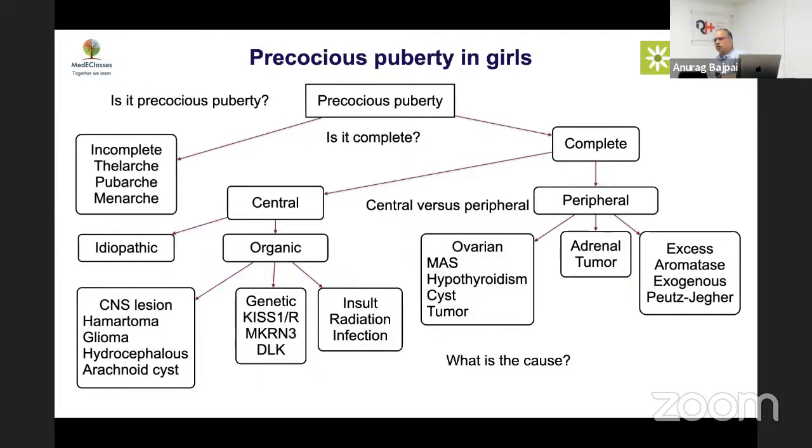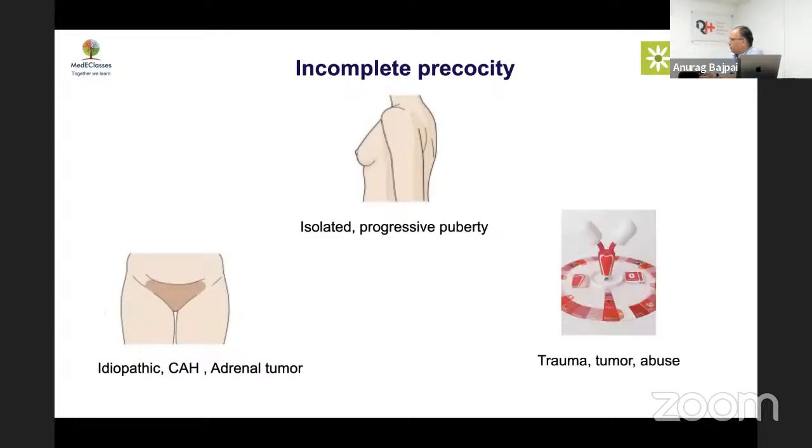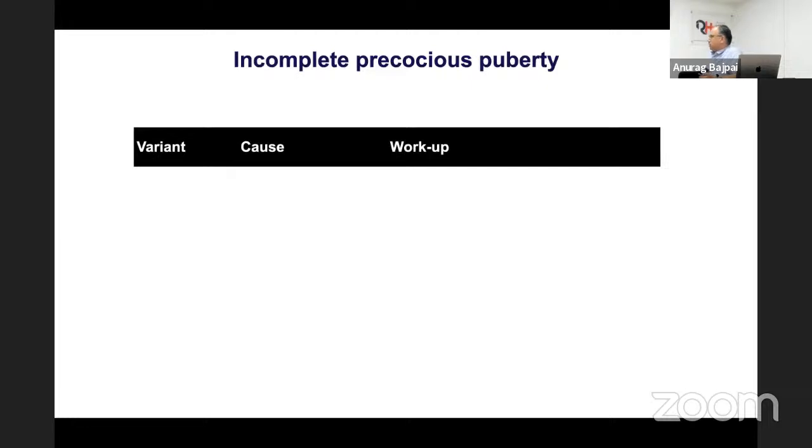Once you know this is precocious puberty, you want to know whether it's complete or partial. If you have just the breast development, this may be the first sign of progressive puberty. However, if you only have pubic hair development, you have to think about congenital adrenal hyperplasia or adrenal tumor. If you have isolated vaginal bleeding, this is not an endocrine cause. We're talking about trauma, tumor, or abuse in this perspective.